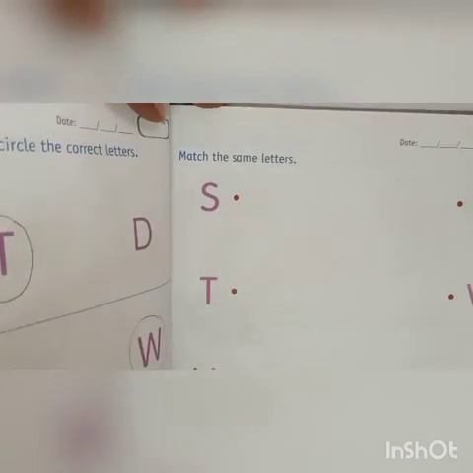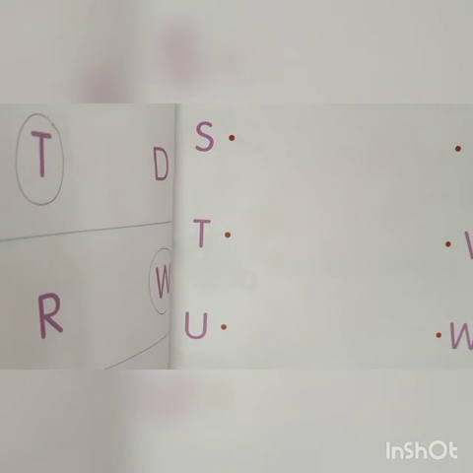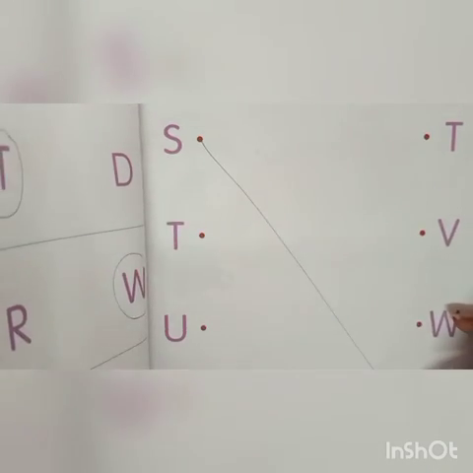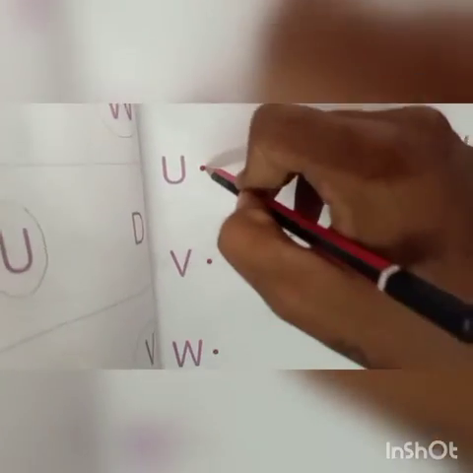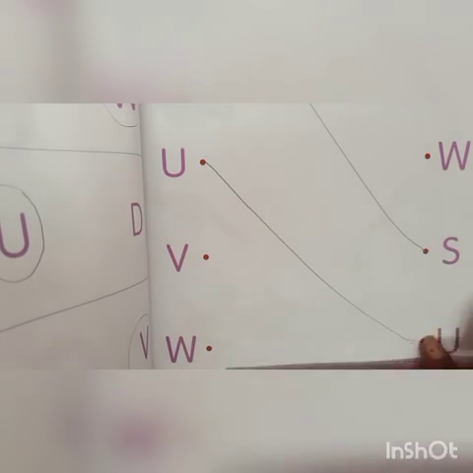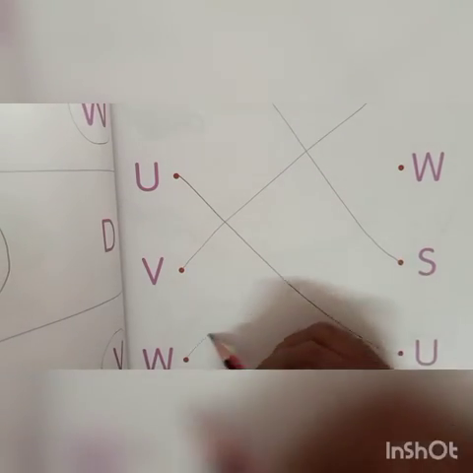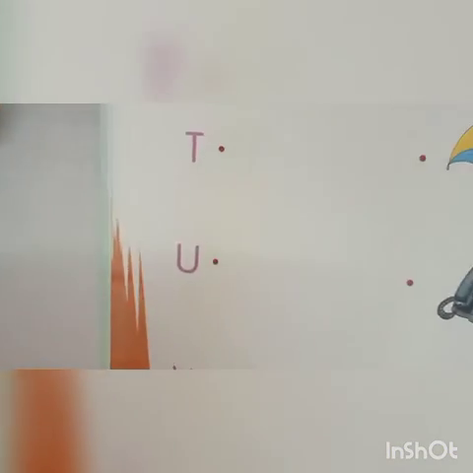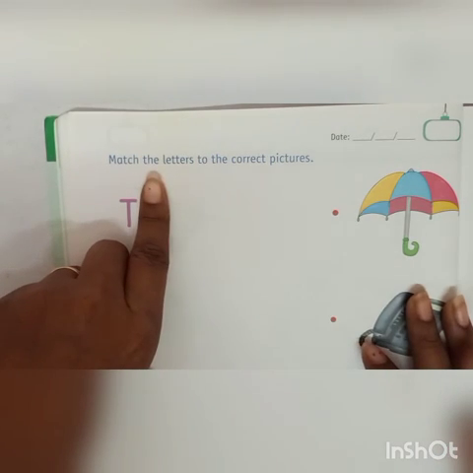Now match the same letters. As you all can see there are same letters given here. We are going to match them. So letter S will match to letter S, then letter T will match to the letter T, U will match to the letter U, V will match to the letter V, W will match to the letter W. So next page, again here you can see there is a match the following, but here there is a difference.